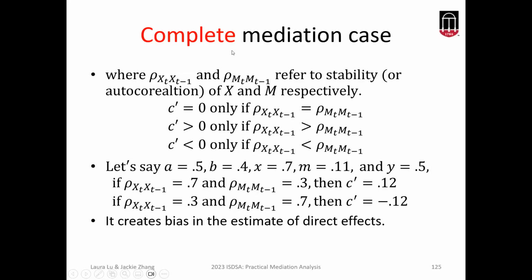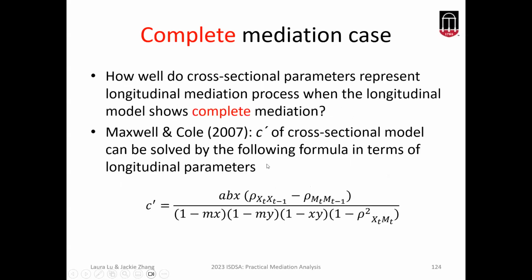So if you have a complete mediation, the C prime should be 0. If the two autoregressive effects are the same, then C prime is 0, and we have a complete mediation. Otherwise, you do not have a complete mediation. So if they have different conditions, the C prime will be different.